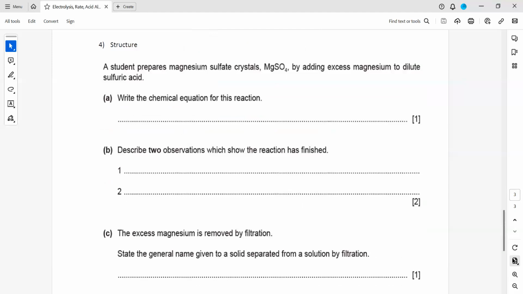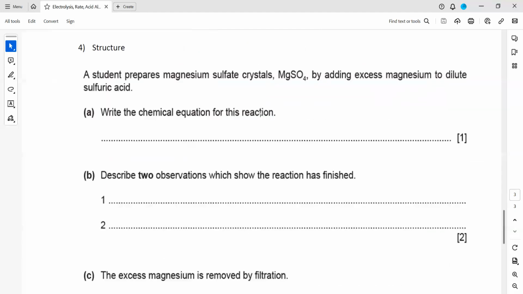Then in question 4, a student prepared magnesium sulfate by adding excess magnesium to sulfuric acid. Write a chemical equation. So magnesium, a metal, is added to sulfuric acid. Metal plus acid, what will it give? It will give salt and hydrogen. But which salt? It will give magnesium sulfate. So magnesium sulfate is MgSO4 and hydrogen is H2.